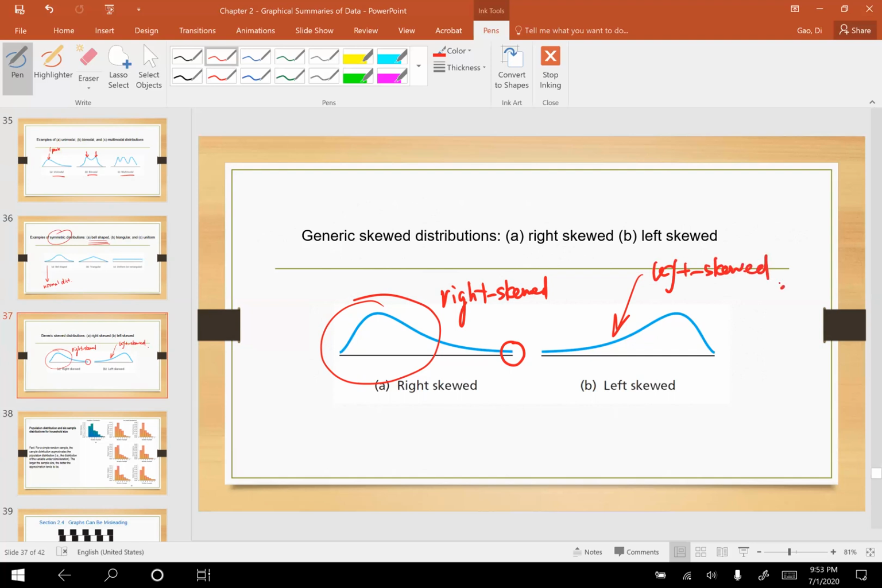So when we try to distinguish a distribution shape, most of the time we're going to say whether it is symmetric, right skewed, or left skewed.